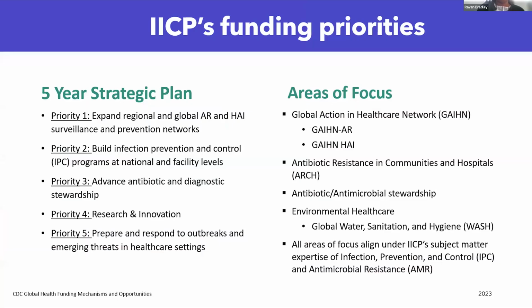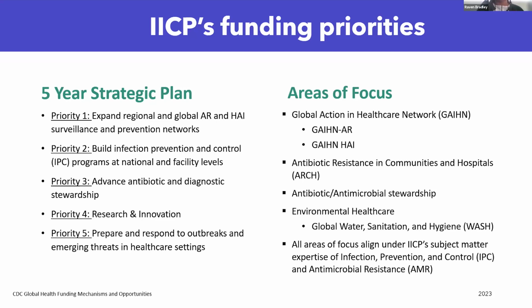So IICP's funding priorities. We have created within our program a 5-year strategic plan. In that plan, we have 5 areas of priority that you see listed here. And so that work is really what guides the focus of our funding opportunities and the mechanisms that we're utilizing to implement different projects as well as studies. So priority 1 supports the goal of reducing AR and healthcare associated infections, whereas priority 2, the goal is to build strong and sustainable IPC programs to protect both patients and healthcare workers.